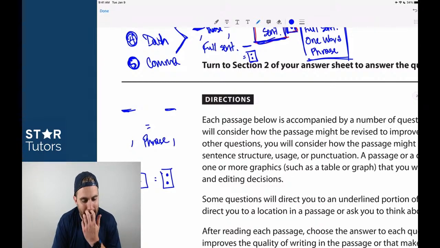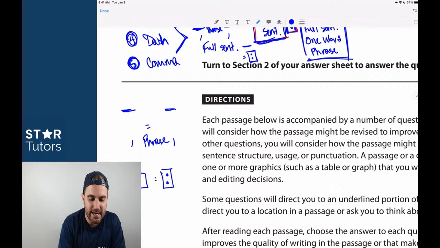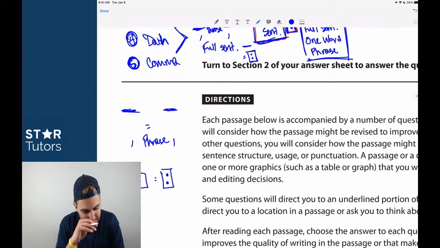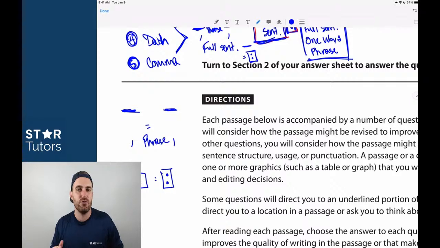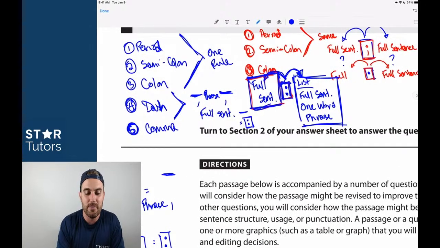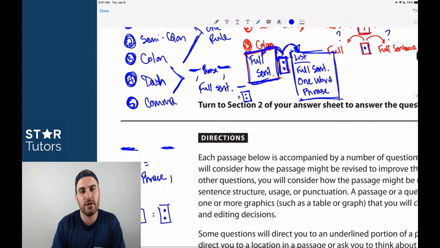So again, a dash has 2 rules. These are the 2 times a dash can appear on the SAT: in replacement of 2 commas or in replacement of a colon. So if you see a dash in the answer choices, you should have already eliminated 1, 2, and 3 if those have already appeared. And if now you're down to your dash rules, you're just looking for those 2.